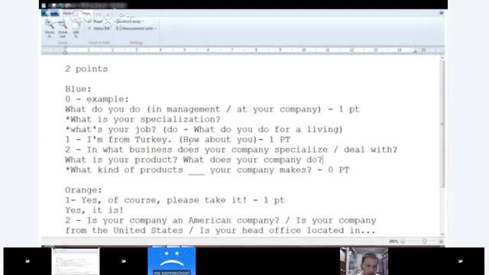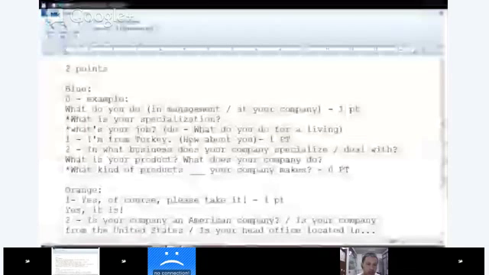And then we know what kind of products. For that, we had to put the verb "to do." What kind of products does your company make?